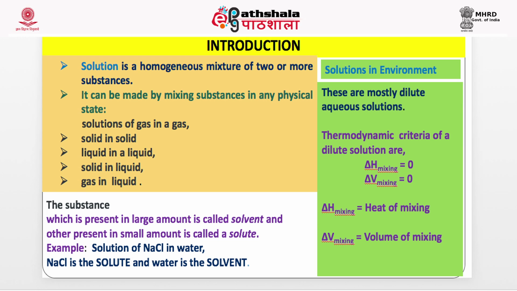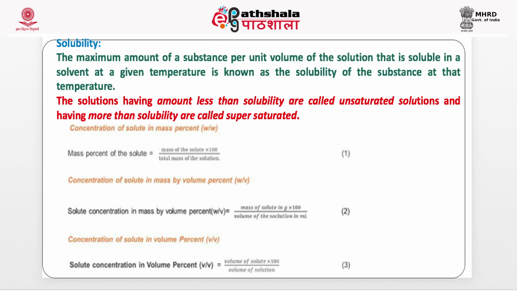Take a solution of NaCl in water. NaCl is the solute and water is the solvent because the solute is present in small amount and the solvent is present in large excess. Solutions in the environment are mostly dilute aqueous solutions. Remember, the thermodynamic criteria of dilution is that heat of mixing must be equal to 0 and volume of mixing equal to 0, which means there should be no heat change and no volume change when the solute is mixed with the solvent.